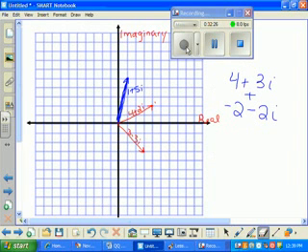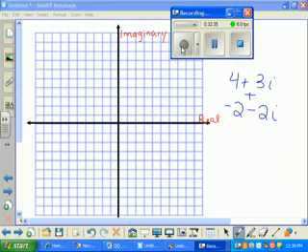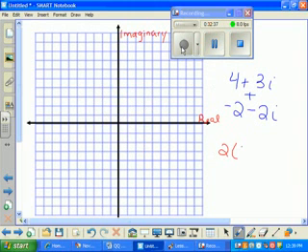Will there ever be like multiplication? Not for graphing. Okay. If I had 2 times 2 plus i, here's your vector. If I wanted the result after that, it would be 4 plus 2i. So it would be this. Just doubles it, doubles the magnitude.